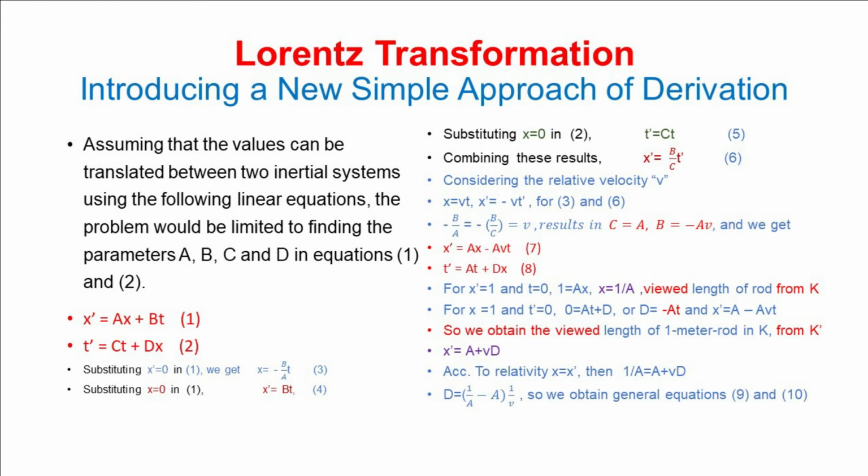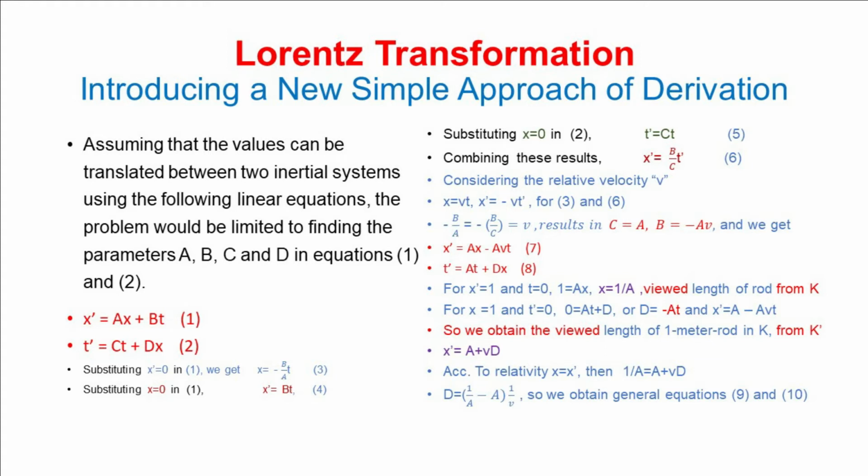Lorentz transformation. Introducing a new simple approach of derivation. Assuming that the values can be translated between two inertial systems using the following linear equations, the problem would be limited to finding the parameters a, b, c, and d in equations 1 and 2. Equation 1. x' equals ax plus bt. Equation 2. t' equals ct plus dx.